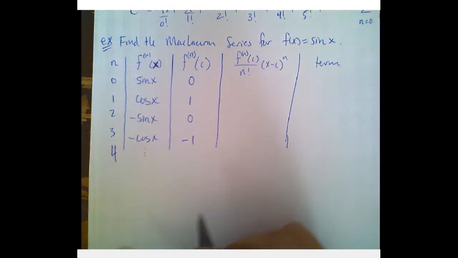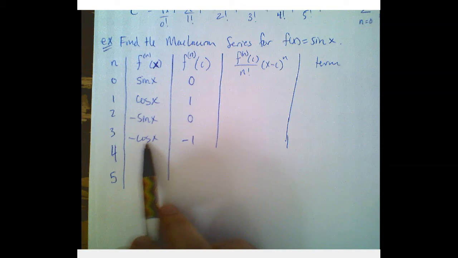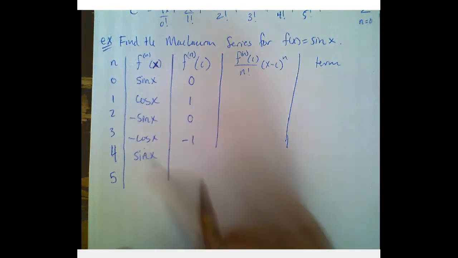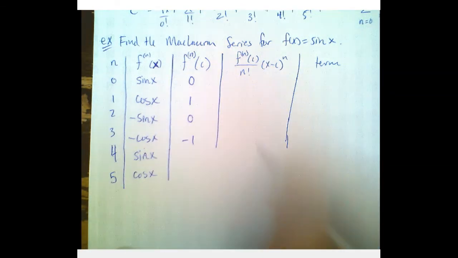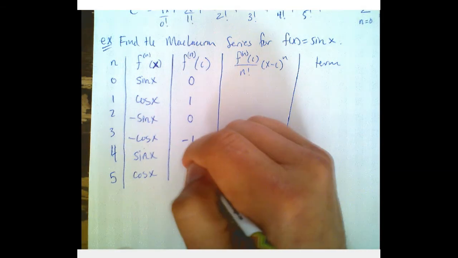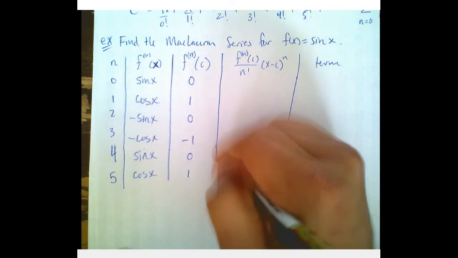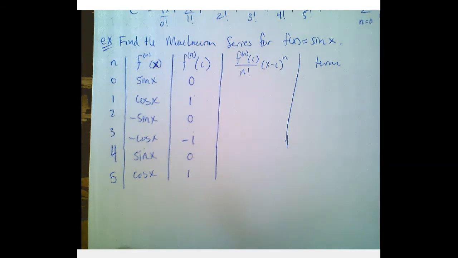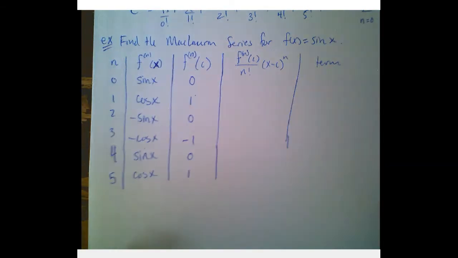Let's do 2 more. Derivative of negative cos is sine. Derivative of sine is cos again. Sine evaluated at 0 is 0, and then 1. So you see we get some alternation in the sign. We have some zeros there, okay?